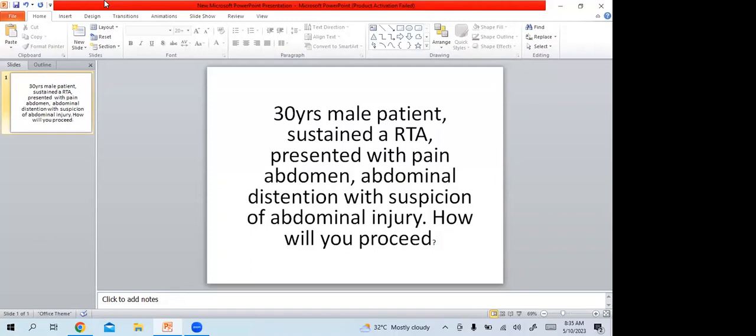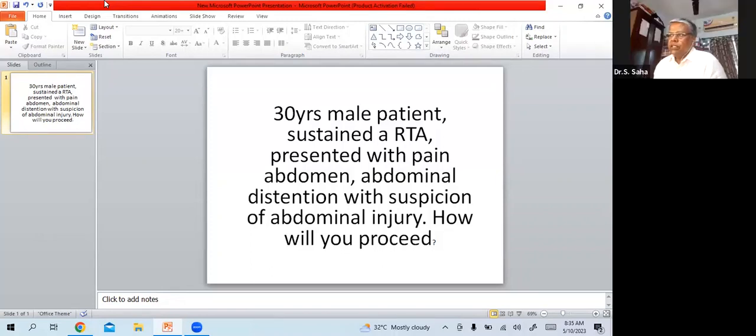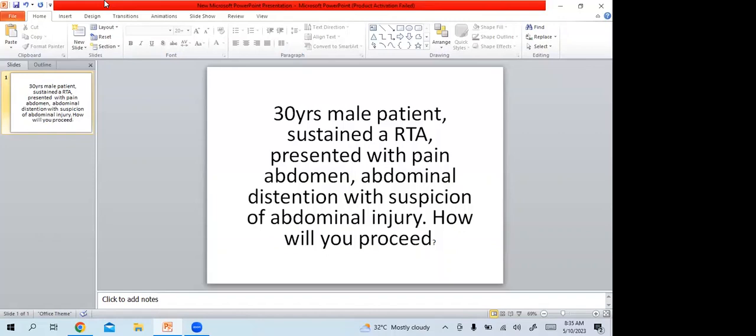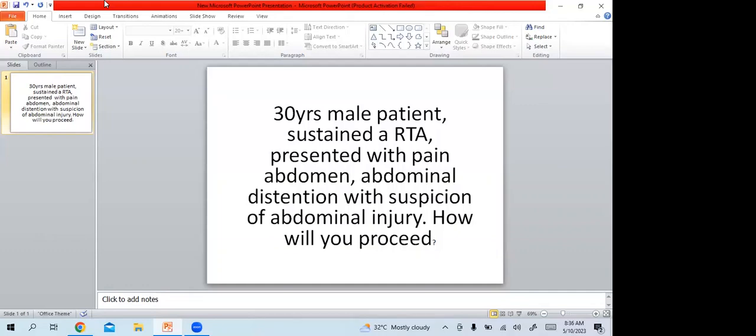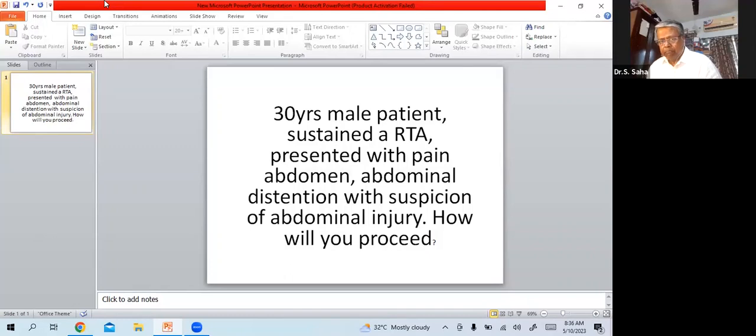Now, when will you consider that we will have to operate? Sir, when the patient is hemodynamically unstable. Now let us talk of clinical findings. You examine this patient frequently, as we have already mentioned. So, on clinical examination, what will you find which will make you think that this particular patient needs to be operated?